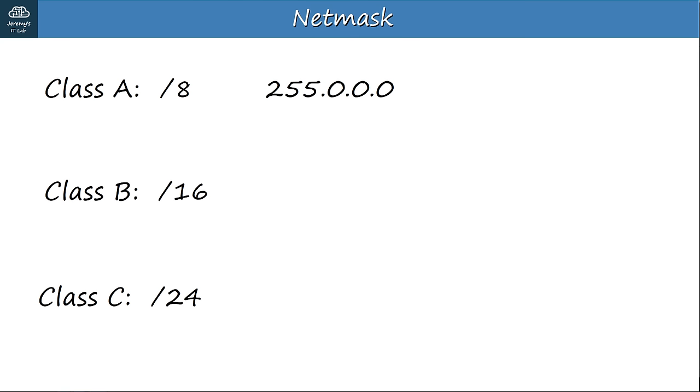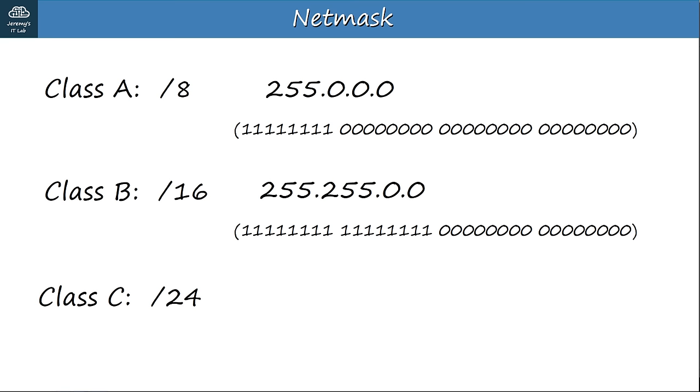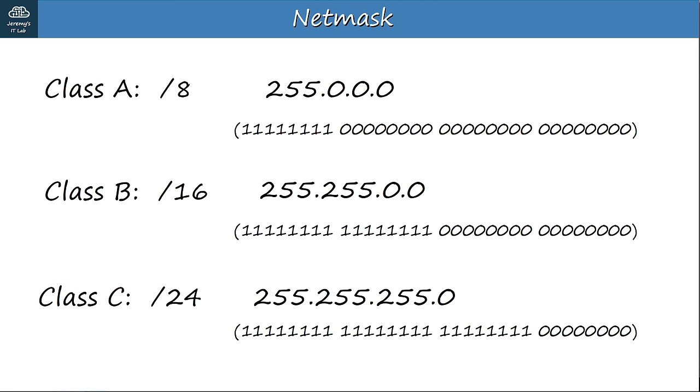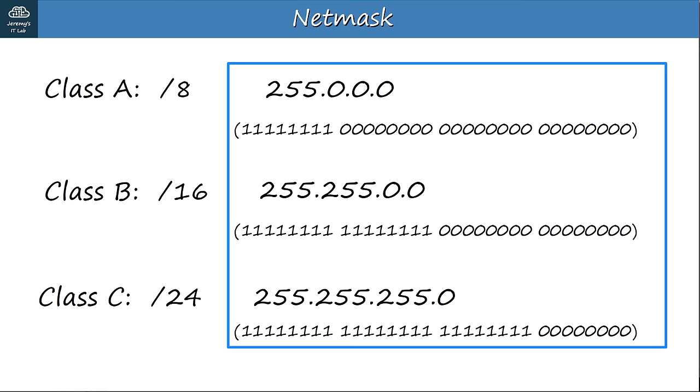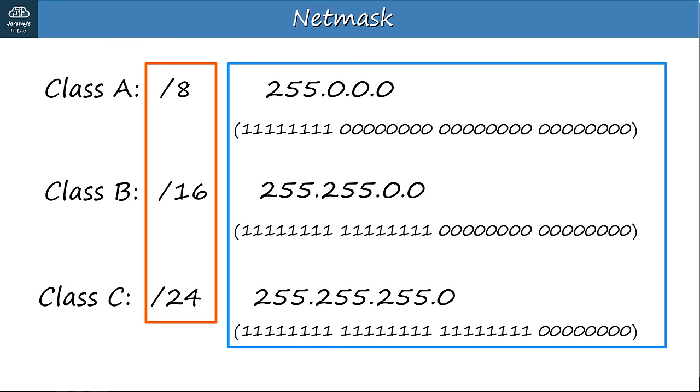For example, the network mask of a class A address is 255.0.0.0. That's the dotted decimal version of 11111111, followed by 24 zeros. So, what do you think the netmask of a class B address is? It's 255.255.0.0, which is two octets of ones, followed by two octets of zeros, written in dotted decimal. Finally, what do you think the netmask of a class C address is? It's 255.255.255.0, which is three octets of ones, followed by one octet of zeros, again written in dotted decimal notation. So these prefix lengths and these netmasks are the same things, just written in different ways.